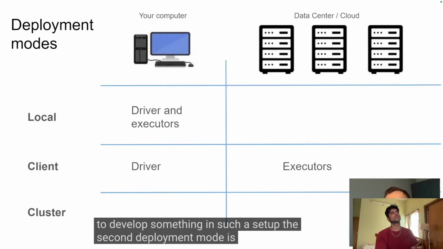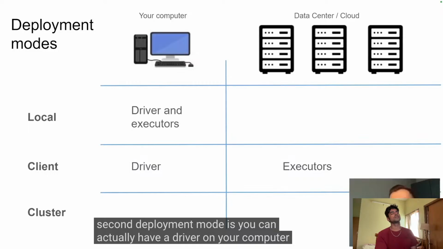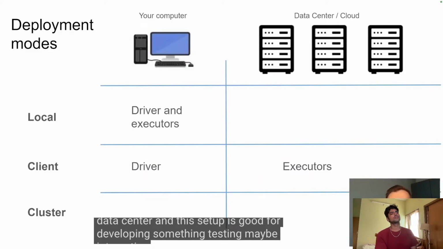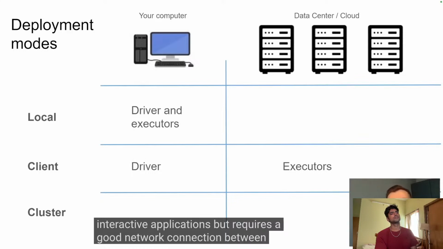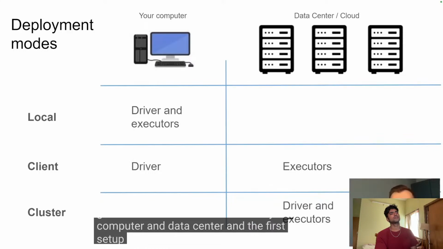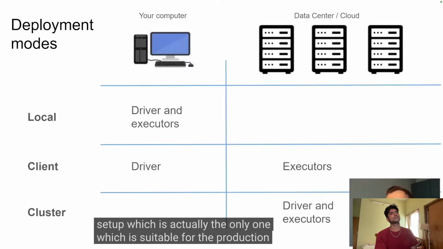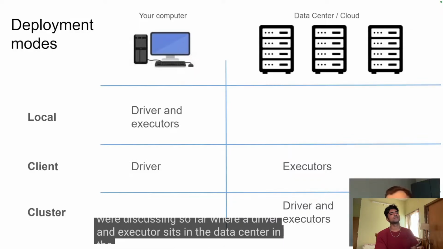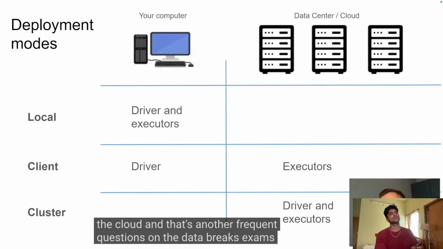The second deployment mode is you can have a driver on your computer and executors in the cloud or in the data center, and this setup is good for developing, testing, maybe interactive applications, but requires a good network connection between your computer and the data center. And the third setup, which is actually the only one suitable for production workloads, is the cluster mode, which we're discussing so far, where a driver and executor sit in the data center in the cloud. And that's another frequent question on the Databricks exams or Spark interviews.